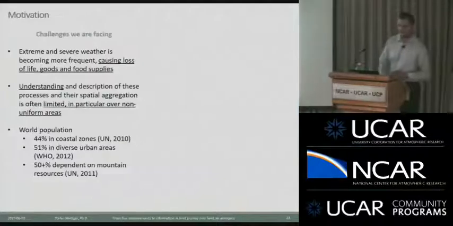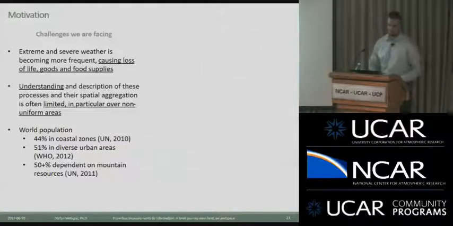So, to back out our motivation, challenges we are facing: extreme and severe weather causing loss of life, goods, and food supplies, and we're still struggling to forecast some of that and have reliable early warning systems. In particular, over non-uniform areas, our understanding of this aggregation process is limited, and that is quite relevant because a good portion of the human population is living in these non-uniform areas such as coastal zones, diverse urban areas, or they depend on mountain resources.